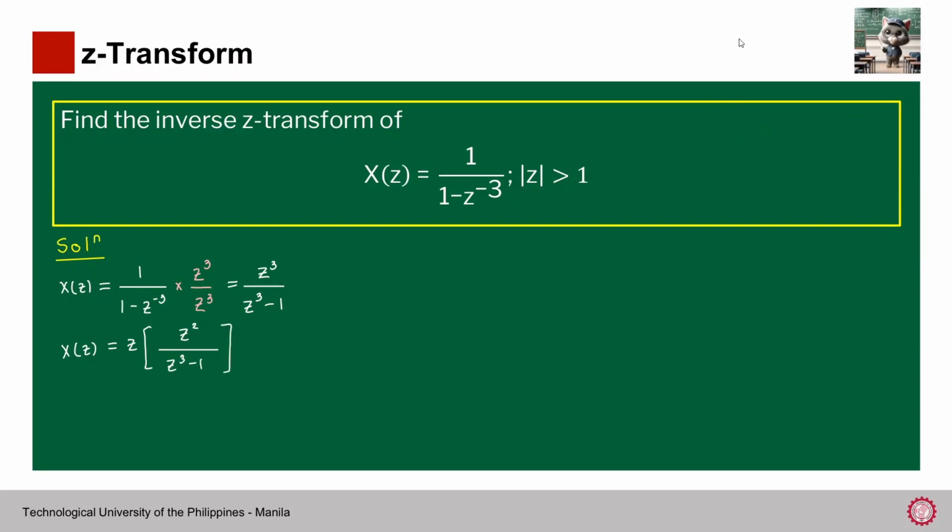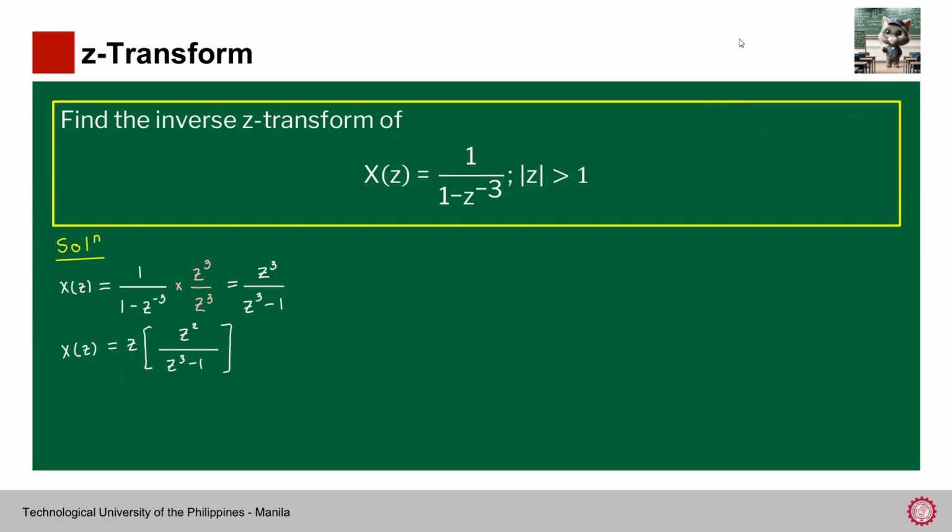So you just factor out one Z. What remains is Z squared over Z cubed minus 1. So the others, guys, what they do is they put this here and divide it, and it's okay. The same thing will happen, guys. Or if you want to leave it here, that is also fine.